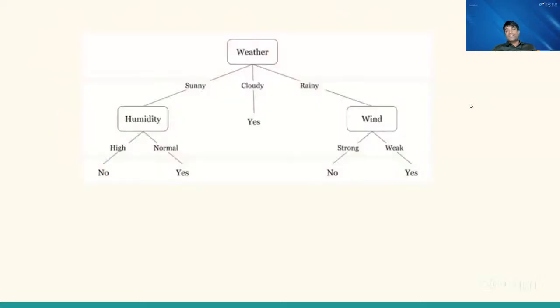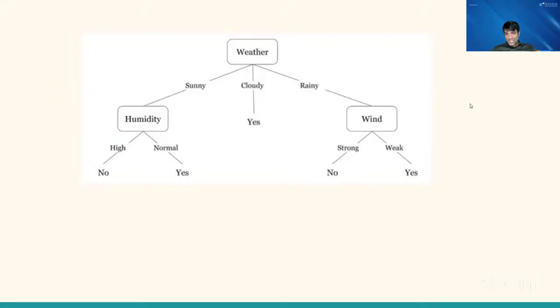So here you can see the decision tree for the data. Here you can see if it is sunny and humidity is very high, the kid is not going out and playing. If it is sunny, but the humidity is normal, yes, the kid is going out and playing. And if the condition is cloudy, yes, the kid is going out and playing, irrespective of the humidity.